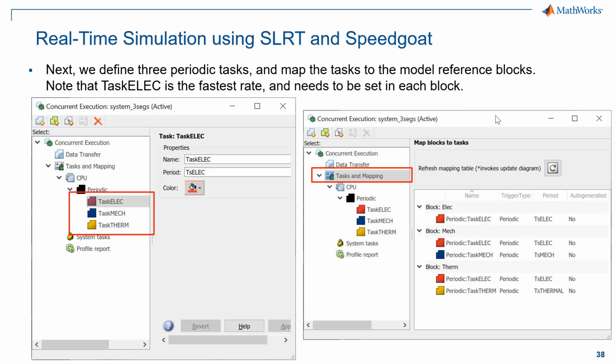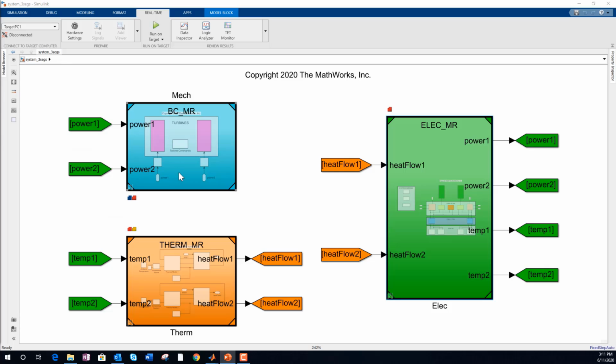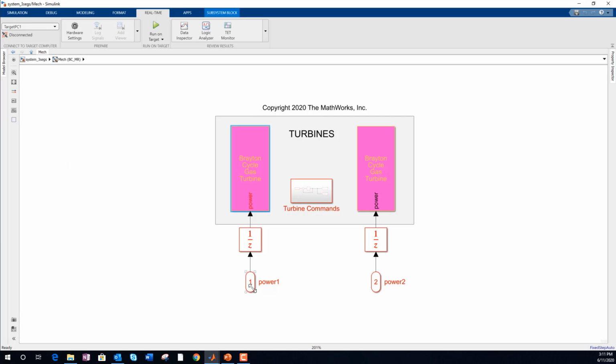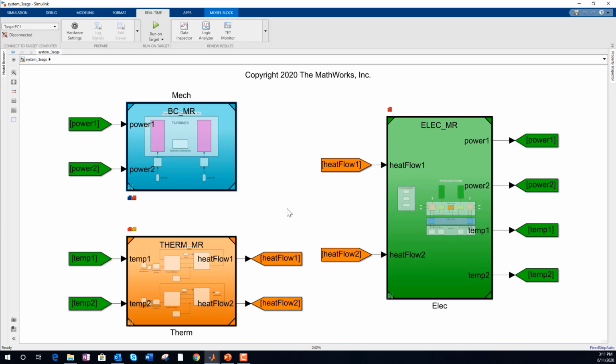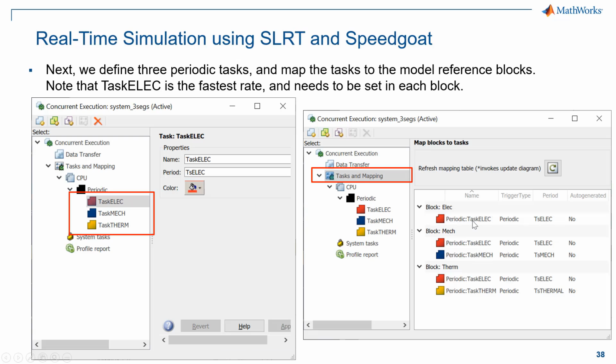Let me actually go back to the model and show this in a little bit more detail, like why that is. So I'll just drill back into the mechanical system. So you see power is coming in here at the electrical rate. If I double click here, we then have a rate transition that then transfers it to the mechanical sample time. So across the boundaries of the model references, you need to be transferring the data at the fastest sample time, and then deal with it internally in the model references with rate transitions. That is why you need to define the fastest sample time in each block.